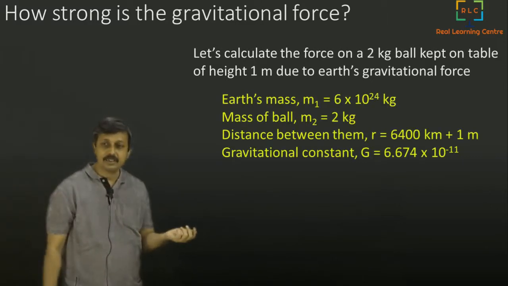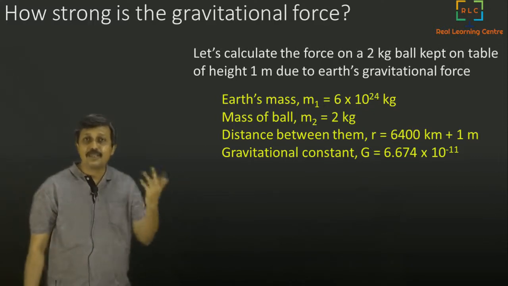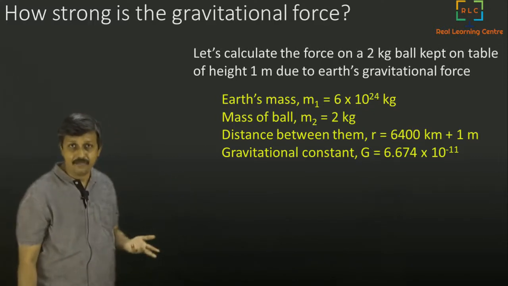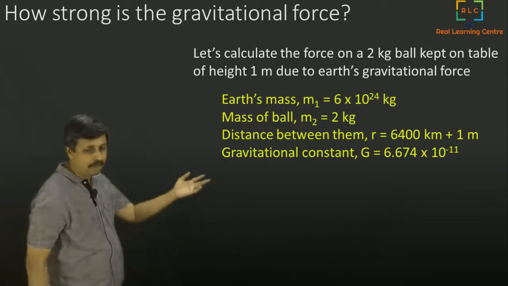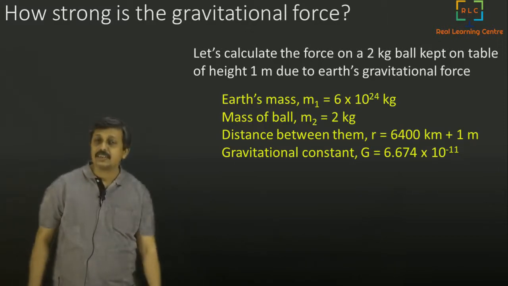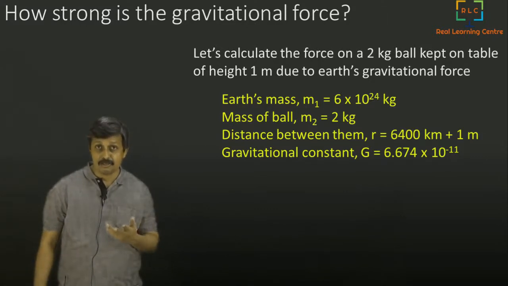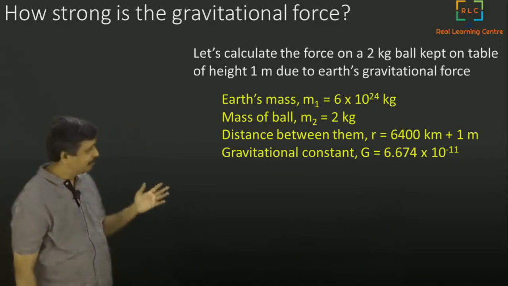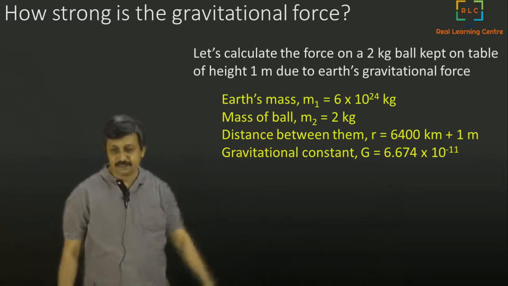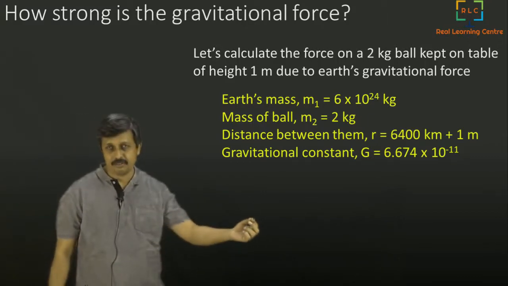Now how do we calculate? So we have this formula, F is equal to G m1 m2 by r square, that Newton gave. To calculate now, you need the value of these things. Like Earth's mass is 6 into 10 power 24 kg. That means 6 followed by 24 zeros. That is Earth's mass. It's huge. And the ball's mass is just 2 kg.